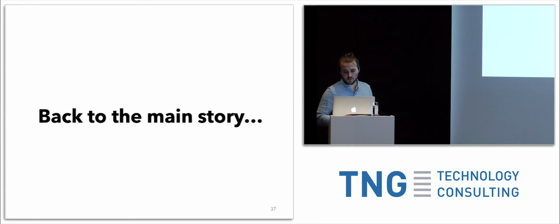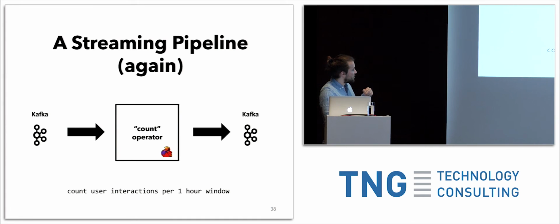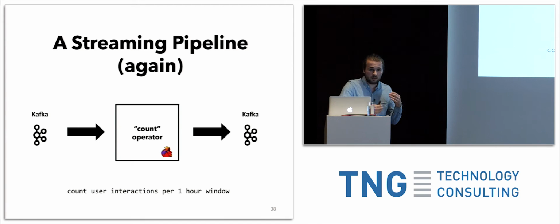So now we can go back to the main story. We have our streaming pipeline, and we have our count operator, and now we know that this count operator is a stateful operator. So it internally keeps these counts. And what we also know is that it counts user interactions per 1 hour window. So it will ingest the data, keep updating these counts, and then after 1 hour, it will emit a result that says, in this hour, I've seen Mo 7 times, and I have seen Kafka 12 times, and so on.